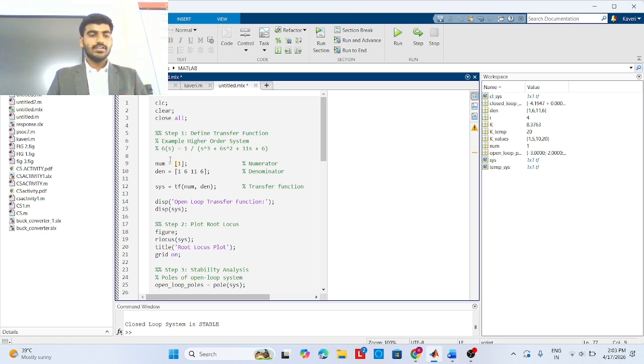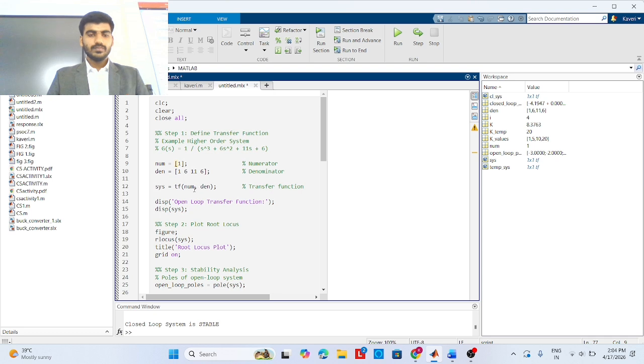First I define the transfer function of the system. This represents a third order system: 1 divided by s cube plus 6 s square plus 11s plus 6. Using the tf function, MATLAB creates the system model.